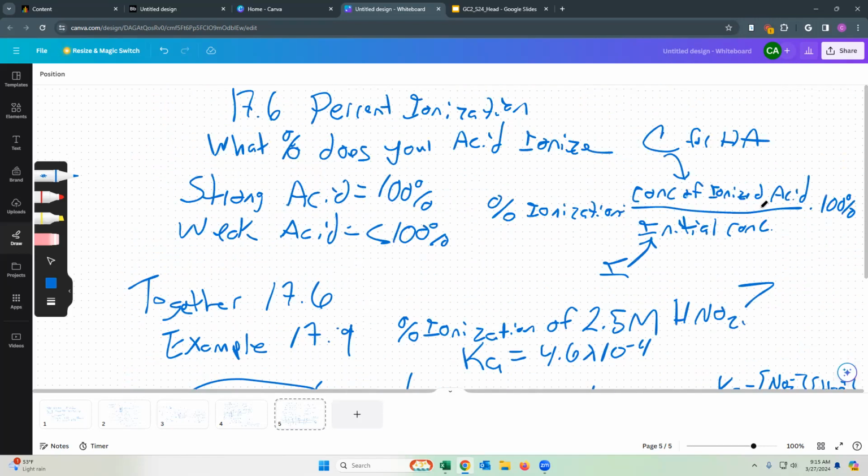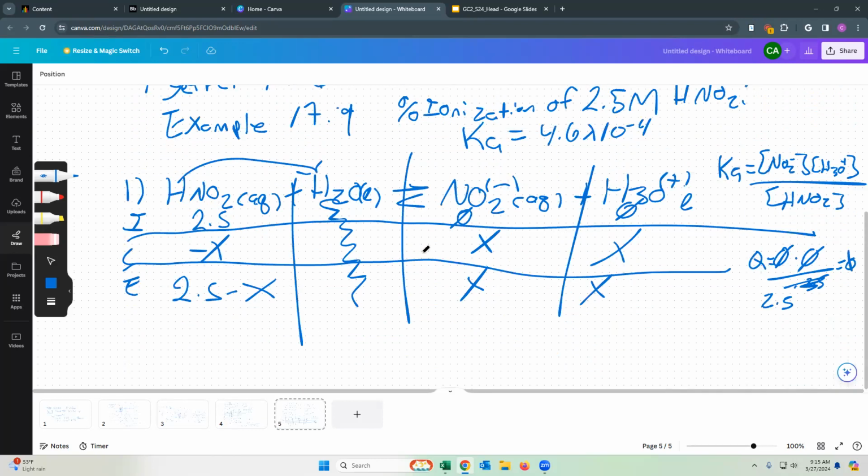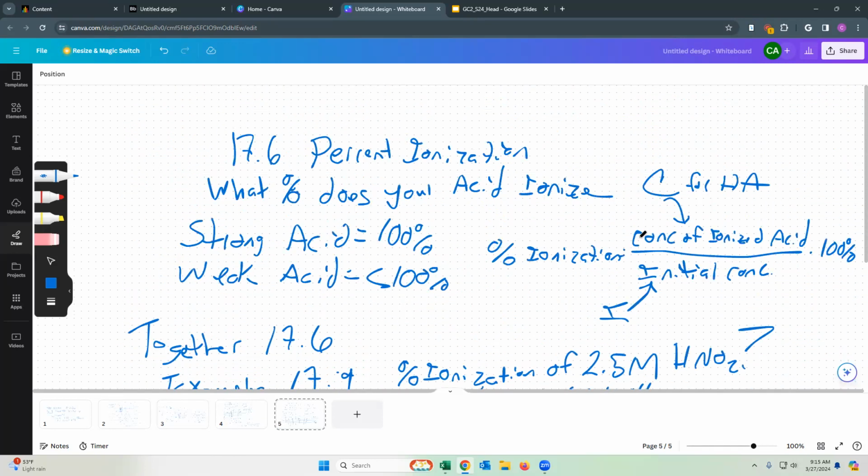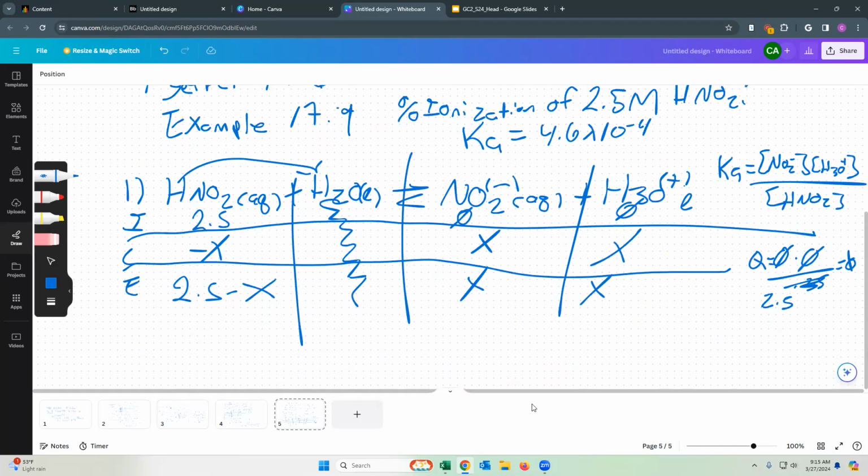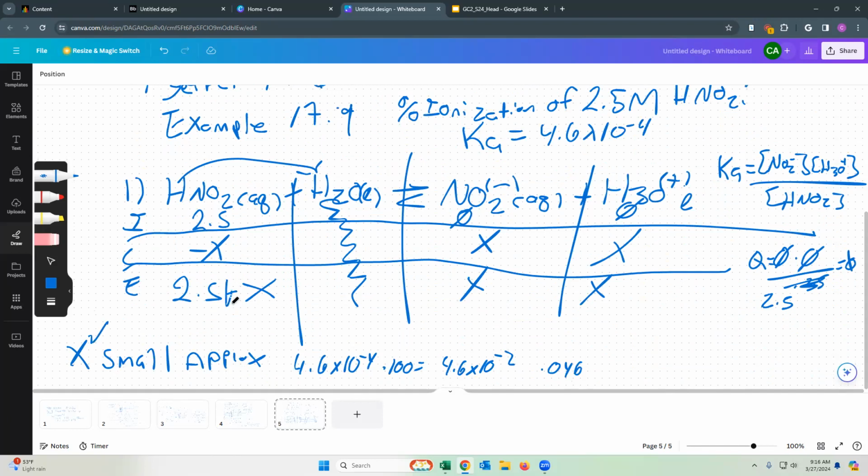Remember, for percent ionization, we need to know what X is. How much acid broke down? That's what we're trying to figure out. We have a minus X in our equilibrium. So as always, check for the X's small approximation. Our Ka is 4.6 times 10 to the minus 4. Multiply that by 100. That's equal to 4.6 times 10 to the minus 2, or 0.046. So yeah, the X's small approximation is valid. So we can assume that the X is not going to change much. So I can ignore that, at least in the equilibrium.